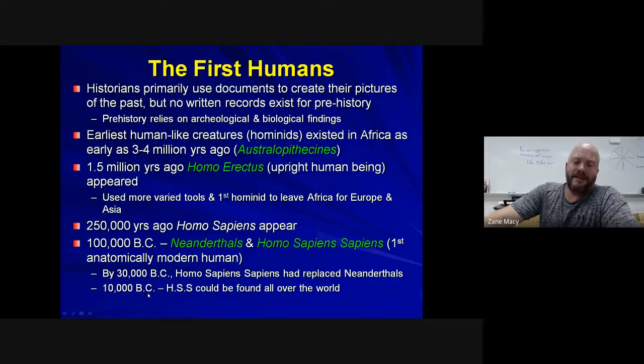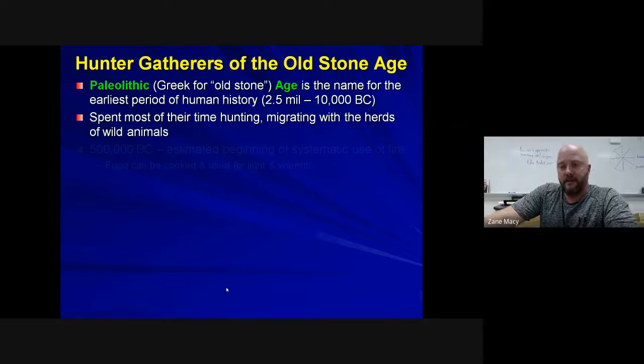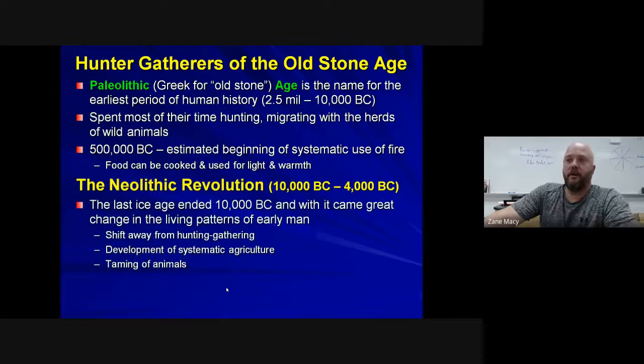Around 10,000 BC, Homo sapiens sapiens could be found all over the world. After they become the dominant species of humanoid, they spread all throughout, and this is where we start to see the trudge towards civilization coming into being.